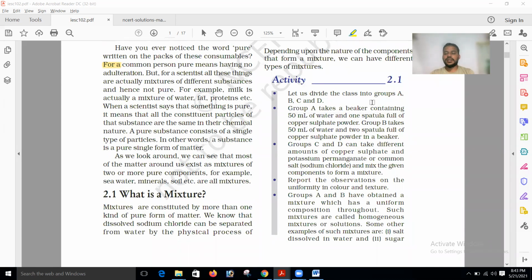Okay, let's start activity 2.1. Let us divide the class into groups A, B, C, and D. তাৰ মানে কি হৈছে যে এটা ক্লাছত আমি কি কৰিব দিছে, চাৰিটা পাৰ্টত ডিভাইড কৰিব দিছে, A, B, C, or D. Group A takes a beaker containing 50 ml of water and one spatula full of copper sulfate powder.